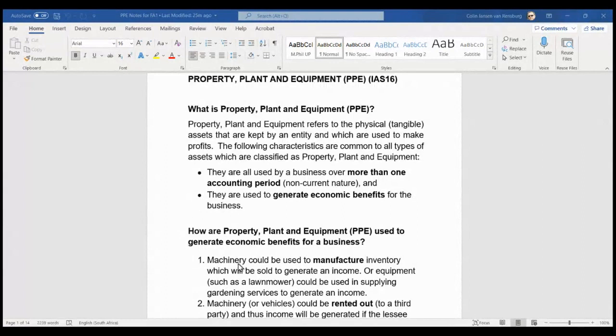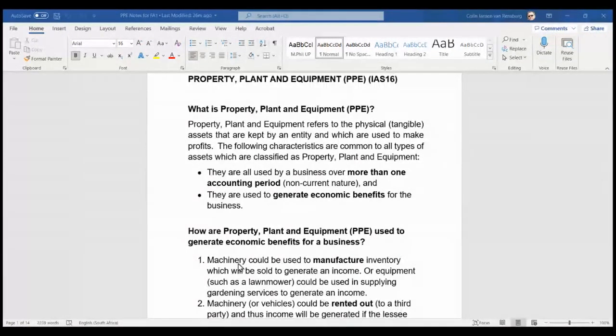Right, ladies and gents, we've just had a brief look initially where you will be able to find this document, the notes that we've written on property, plant and equipment. I've written similar notes for financial accounting too, except that those notes are probably about three times as long. So it covers a lot more aspects of property, plant and equipment, but that we'll study next year.